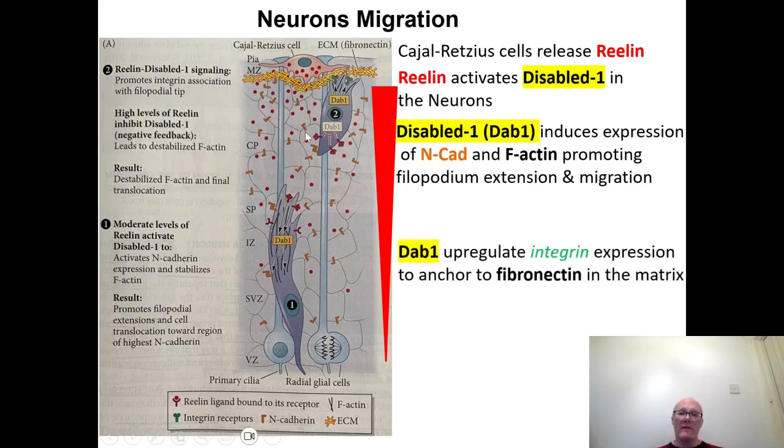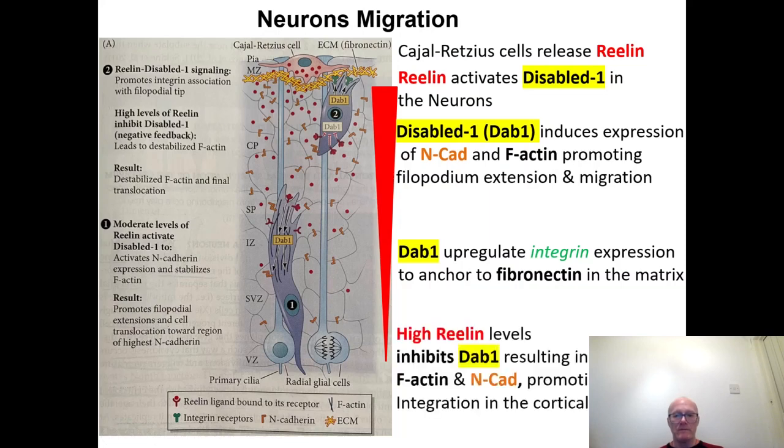Now, toward the end, when the neuron reaches its final destination, that induces the expression of integrins. You can see them here in green. And integrins allow the neurons to bind to the matrix that is near the Cajal cells, which is rich in fibronectin. At this point, the neurons experience a very high concentration of reelin. This high concentration of reelin has the opposite effect on disabled 1. If a relatively lower concentration of reelin was activating DAB1, a very high concentration of reelin now suppresses it.